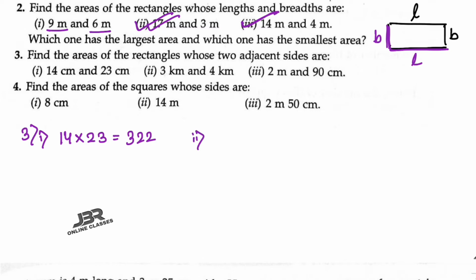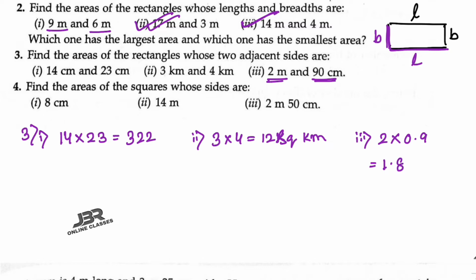Number 2, 3 kilometer and 4 kilometer. So 3 into 4 equals 12 square kilometer as your answer. And now the third one, 2 meter and 90 centimeter. First you have to convert 90 centimeter into meter. So 2 into 90 centimeter, which means 0.9 meters, equals 1.8 square meter. That is your final answer.